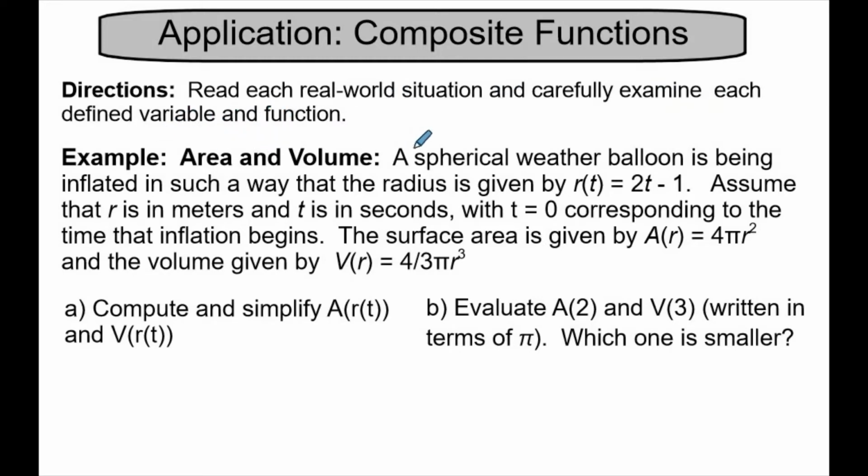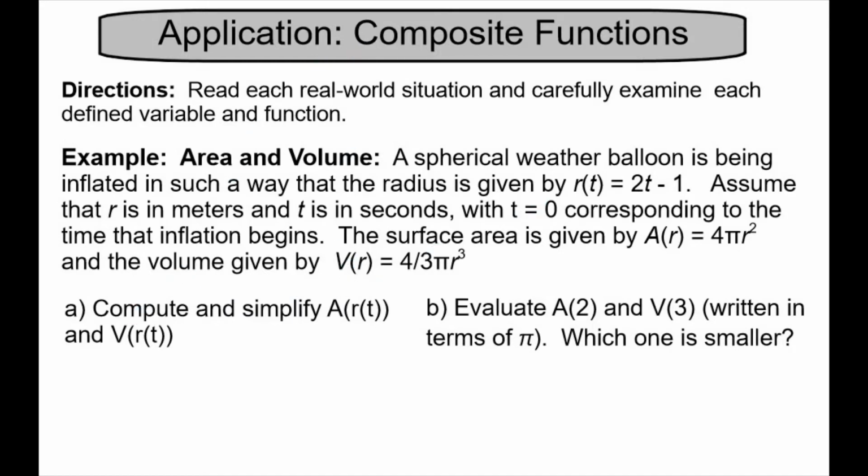Area and volume. A spherical weather balloon is being inflated in such a way that the radius is given by r of t is equal to 2t minus 1. Assume that r is in meters and t is in seconds, with t equals 0 corresponding to the time that the inflation begins, meaning that's the initial value. The surface area is given by A of r is equal to 4 pi r squared, and the volume is given by V of r is equal to 4/3 pi r cubed. Compute and simplify A of r of t and V of r of t.